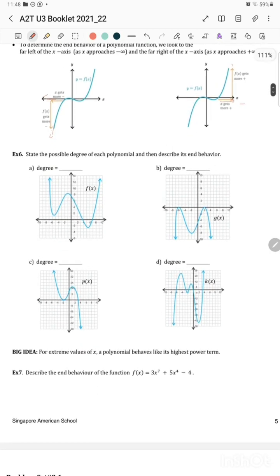So state the possible degree of each polynomial and then describe its end behavior. So the degree would be 1, 2. The possible degree of each polynomial and then describe. One, two.